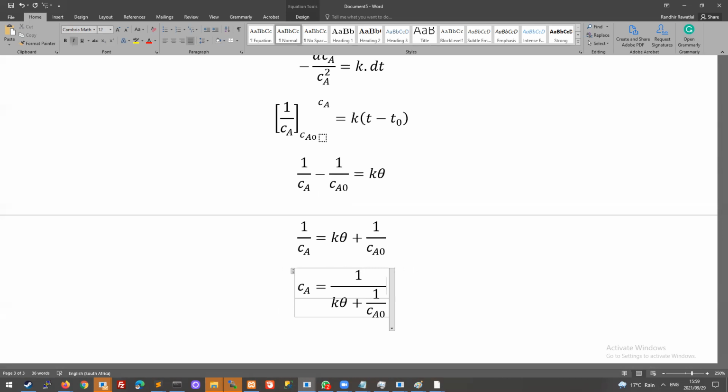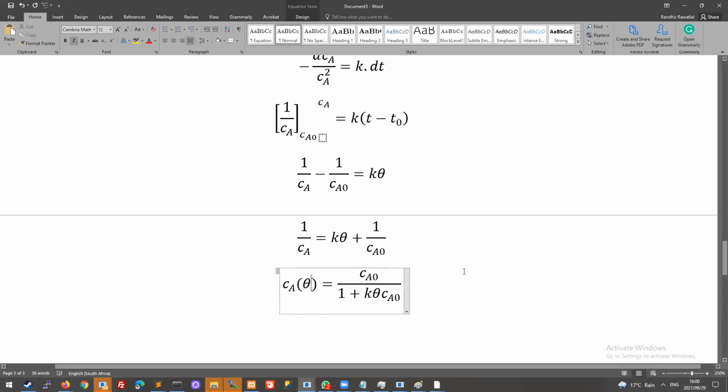And then you can multiply top and bottom by CA naught. So you get your CA naught. This is 1, this is CA naught, okay? And it's maybe a bit better to write it as 1 plus this thing. Right now, this is giving us the concentration in an oil droplet of age theta, okay?